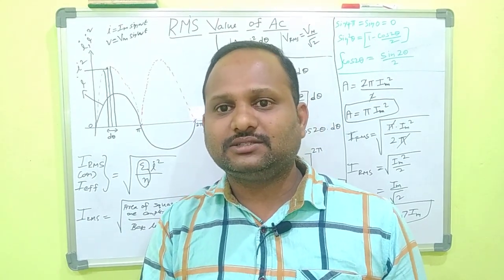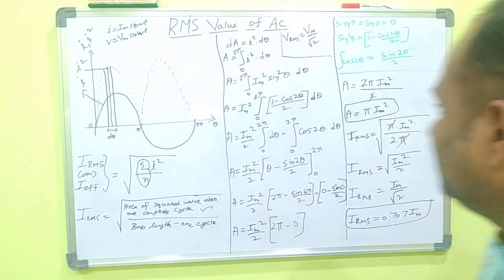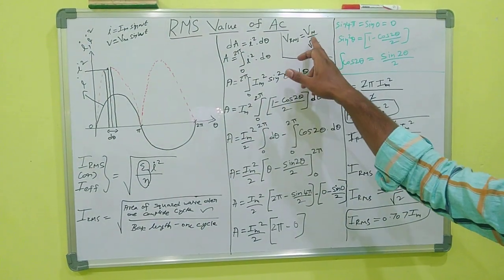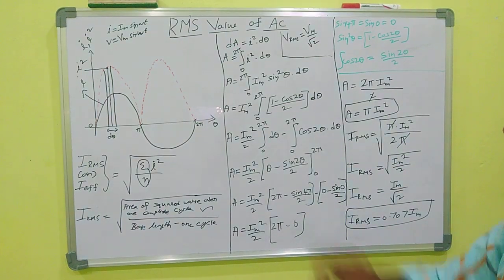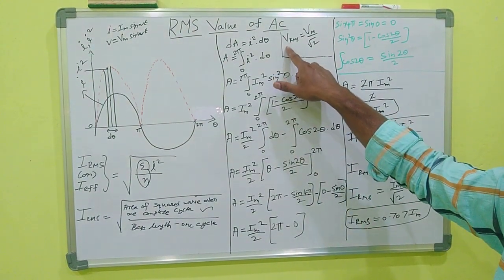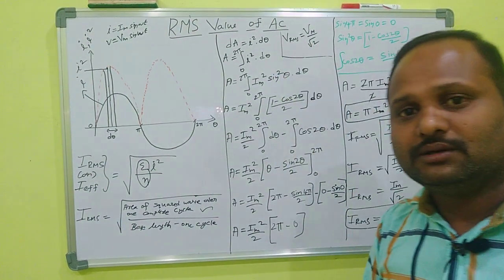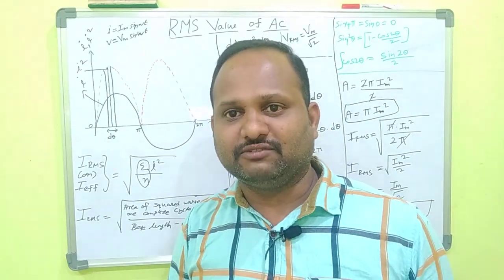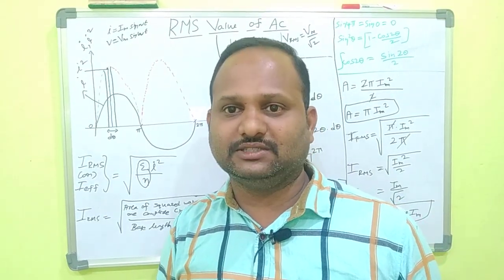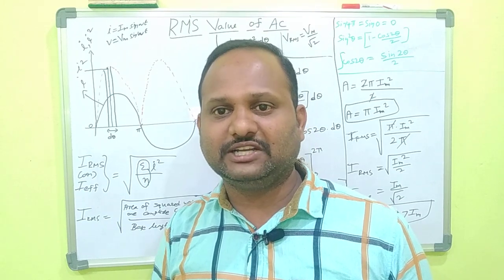Then we have to find the Vm. How to find Vm? Vm is equal to root 2 into VRMS. Here, suppose VRMS is 230, multiply by root 2 and you get the value of Vm. Vm means V maximum. In this way we calculate Vm, the maximum voltage.